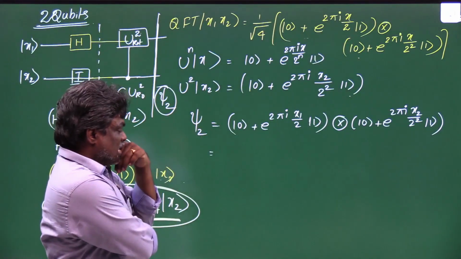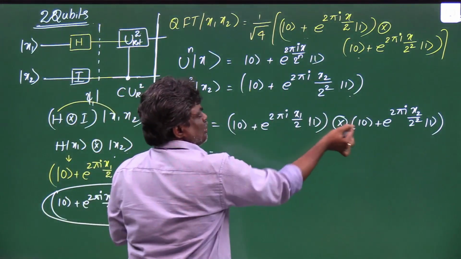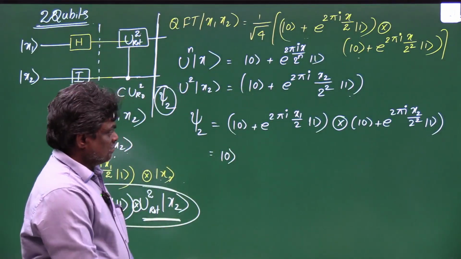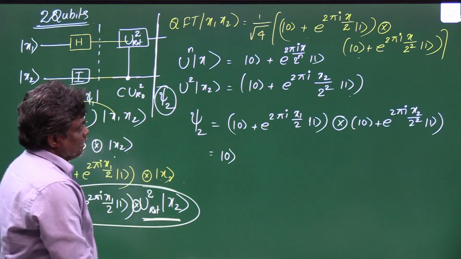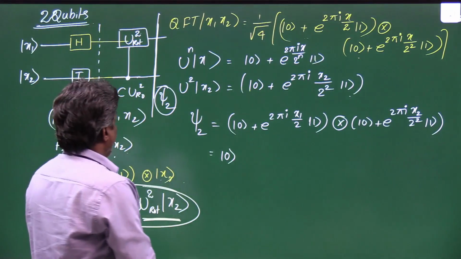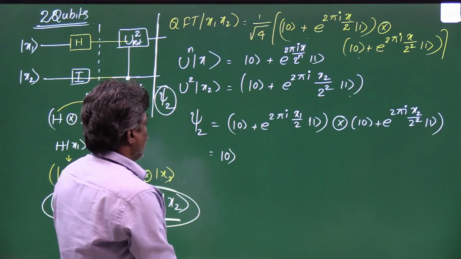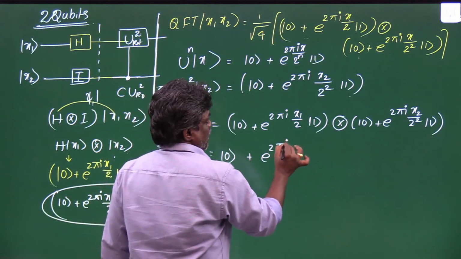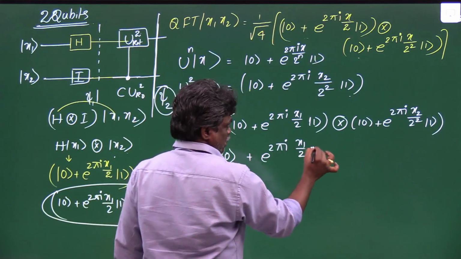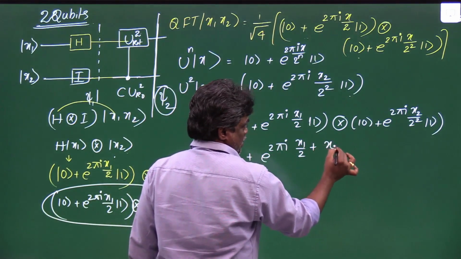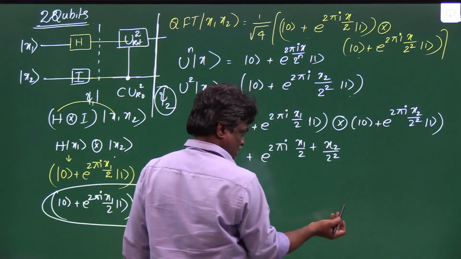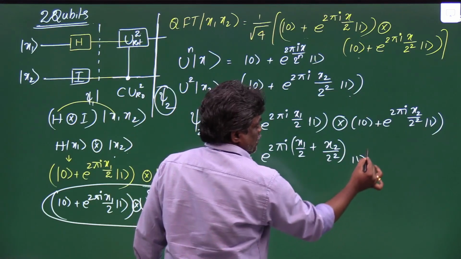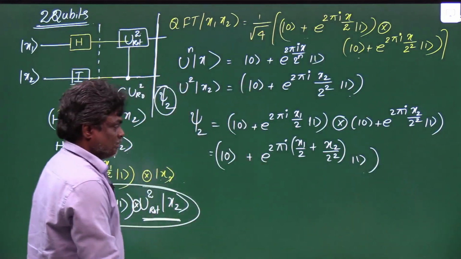Now we are making the tensor product. This is 0, 0. I think there will be no change in the 0. Next, what will you get, sir? We can take plus 1, and then we can take e raised to 2 pi i x1 by 2, plus 2 by 2, x2 by 2 squared. Do you understand, sir? Yes.